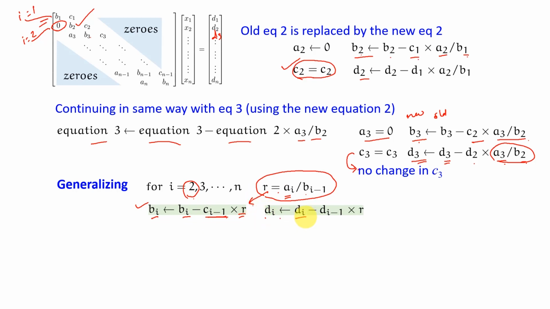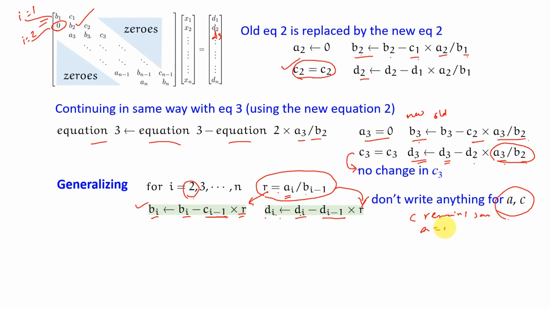Similarly, DI is DI minus DI minus 1. You can once again check here: D3 is D3 minus D2. So DI is DI minus DI minus 1 multiplied by the same multiplication factor R. We are not going to write anything for A and C because we know that C remains the same and A equals 0. We are not going to spend futile calculation on calculating A. We know that A will be 0.